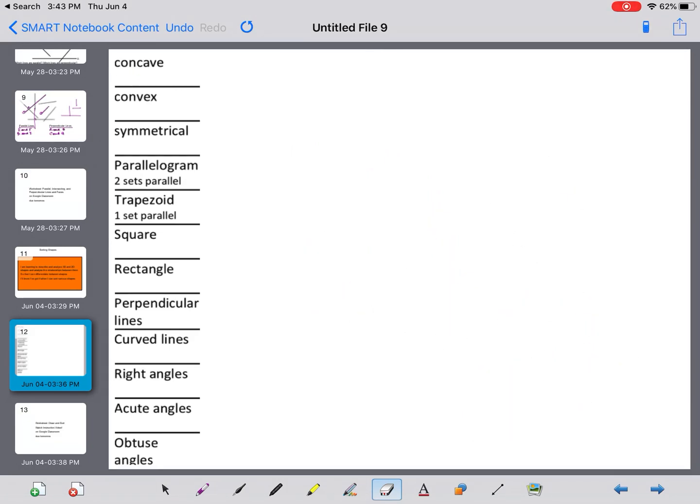Okay, next we want to talk about convex. Now convex is the opposite of concave. So convex is any shape that has a lump coming out like this. Sorry if you can hear my dog in the background. She's just outside, very excited.